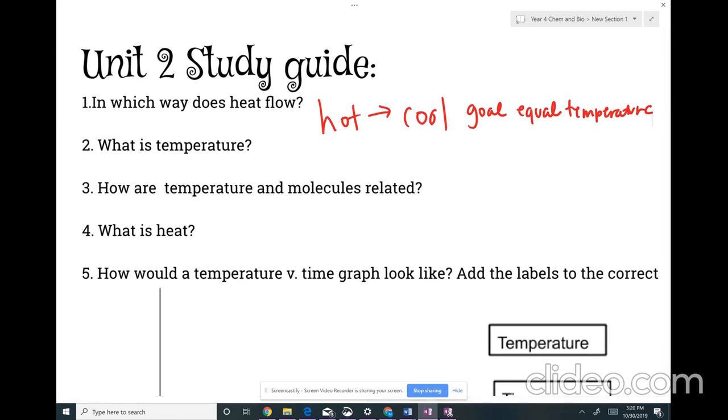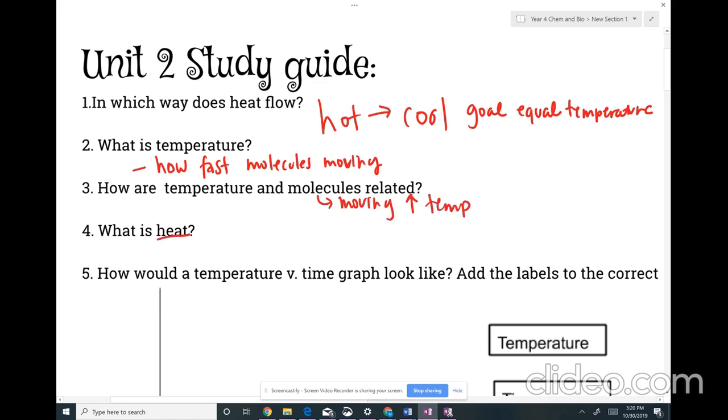Okay, so getting into that, what is temperature? Temperature is basically how fast molecules are moving. As the molecules move, the temperature increases. So the more molecules move, the higher the temperature they are. Moving increases temperature.